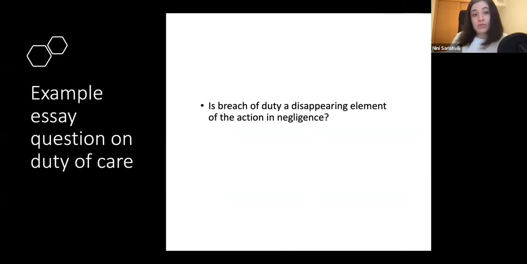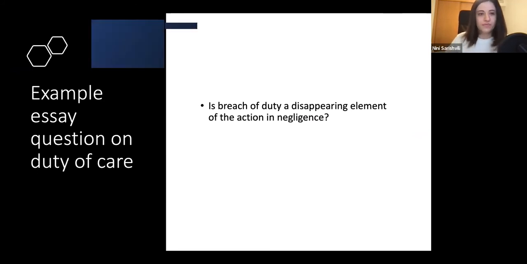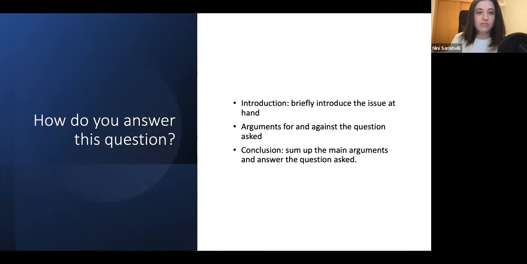Essay question: you may also receive an essay question on duty of care. This is an example essay question that you may receive on your exam or your coursework. Is breach of duty a disappearing element of the action in negligence? How should you approach this kind of question on your exam? The structure is the same that you should use for all essay questions.